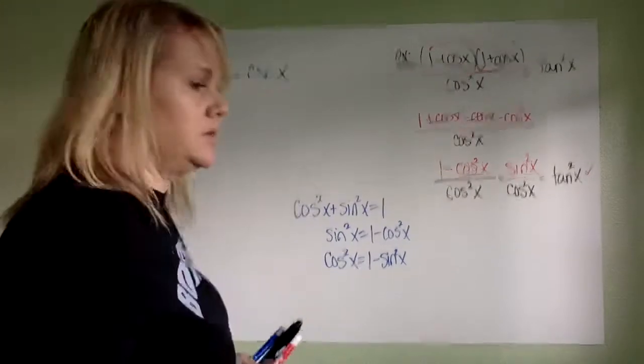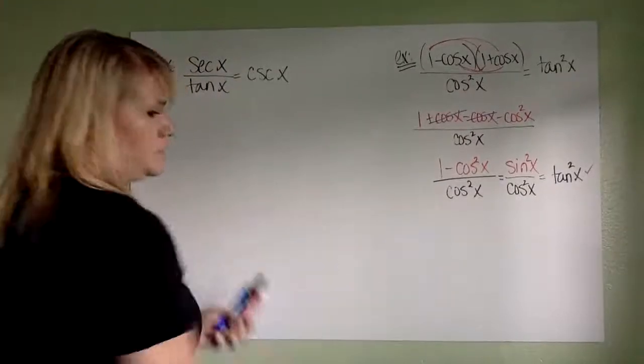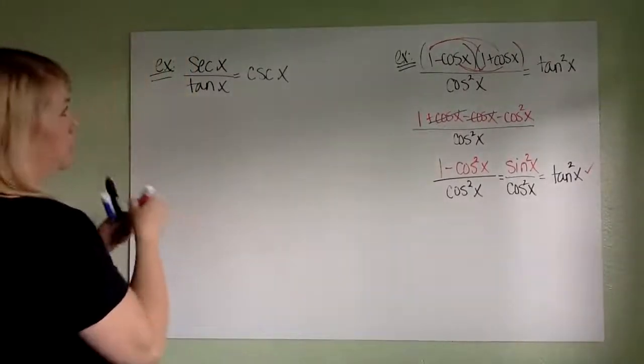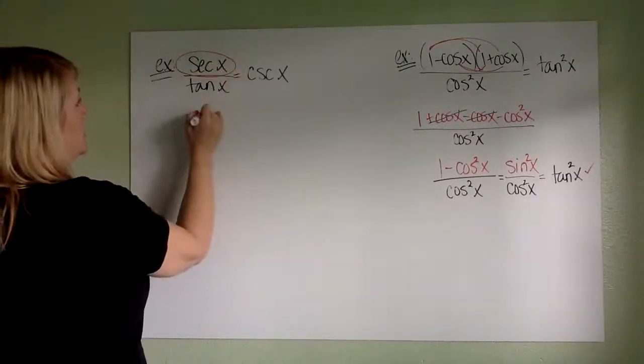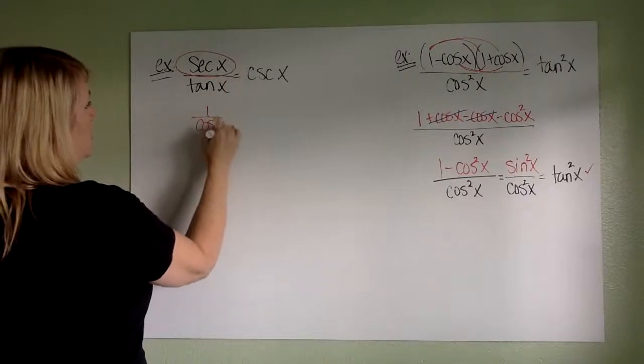I'm going to erase this because I think it's going to be in my way. And so looking at our reciprocal, we can change the secant into 1 over the cosine.